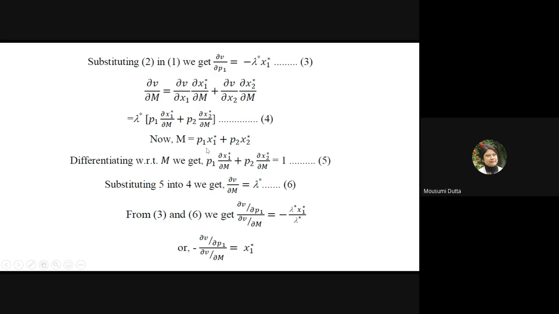Now from the budget constraint, M is equal to P1 x1 star plus P2 x2 star. We differentiate this with respect to M. So del M by del M is equal to 1. x1 star is a function of M, so P1 del x1 star by del M, plus P2 del x2 star by del M, since x2 star is also a function of M, is equal to 1. So we get equation number 5. Substituting 5 into 4, we get del V by del M is simply lambda star, because this part is equal to 1. This is equation number 6.